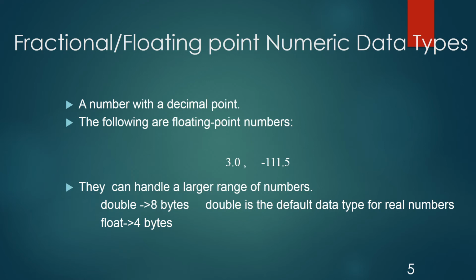They can handle a larger range of numbers. The floating point numbers can handle a wider range of numbers, and they are of two types. One is double and the other one is float. A float requires 4 bytes in memory and double requires 8 bytes in memory, and by default any real number or fractional number is of the type double. And if we want to define explicitly a double type or a float type, we have to use capital D for double data type and capital F for float data type.